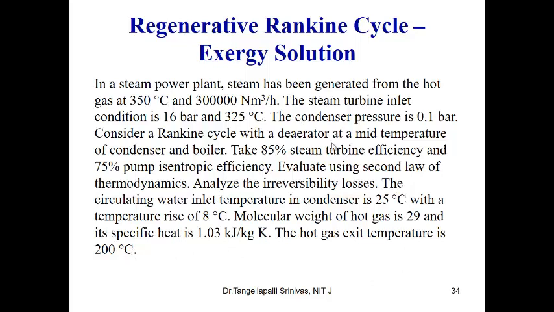In the given problem, the source and sink conditions have been given. Hot gas at 350 degrees centigrade and flow rate 3 lakhs normal meter cube per hour. Similarly, the boiler conditions at 16 bar and 325 degrees centigrade have been furnished. The condenser condition is 0.1 bar with circulating water supply temperature 25 degrees centigrade with a rise of temperature 8 degrees centigrade.